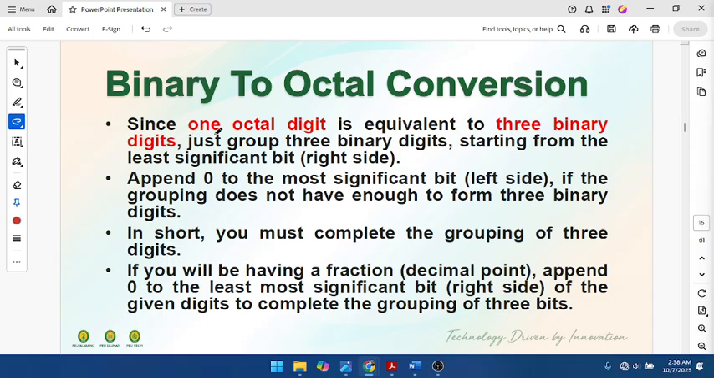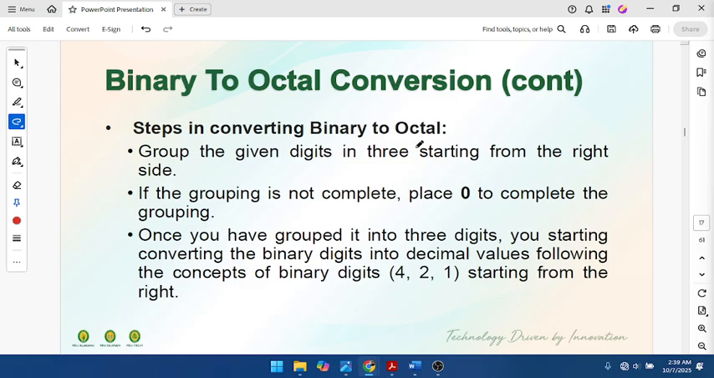Since one octal digit is equivalent to three binary digits, you group the binary digits in threes starting from the least significant bit on the right side, and append zeros to the most significant bit on the left side if a group does not have enough to form three binary digits. You must complete the groupings up to three digits. If you have a fraction, with decimal points, we will have an example later.